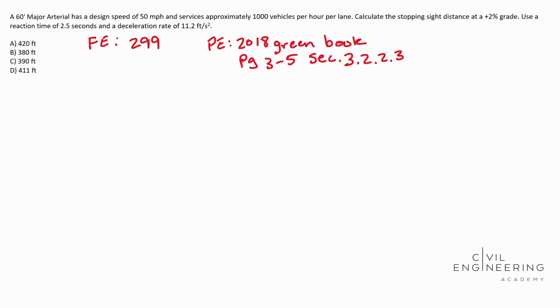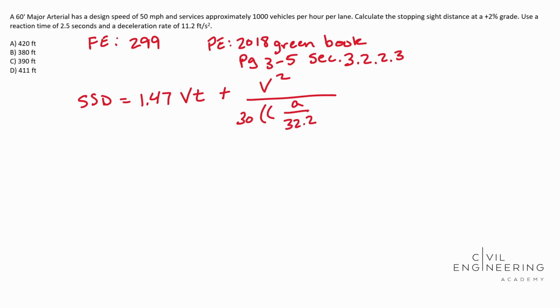Whenever you look on those pages, you will find a formula that looks very similar to this. SSD, stopping sight distance, is equal to 1.47 times your design velocity times your time, plus your design speed, your velocity squared, over 30 times open parentheses, A over 32.2 plus or minus the grade. And boom, there's the formula that we're going to use.